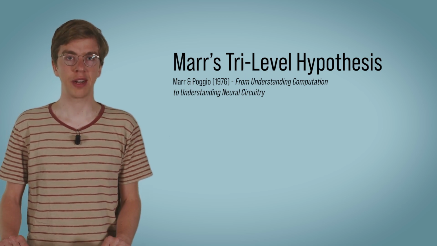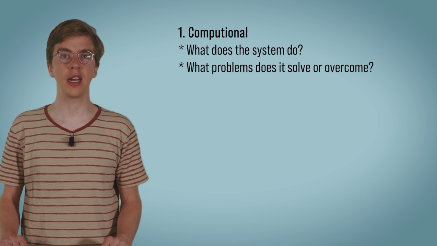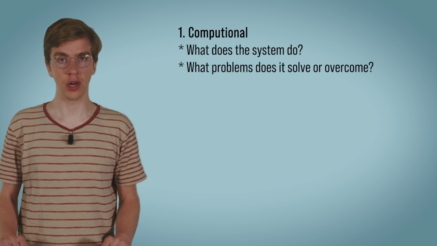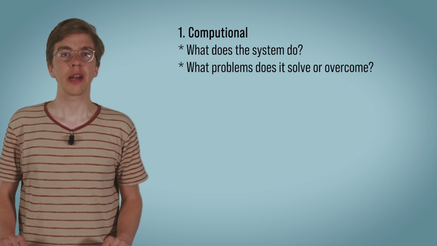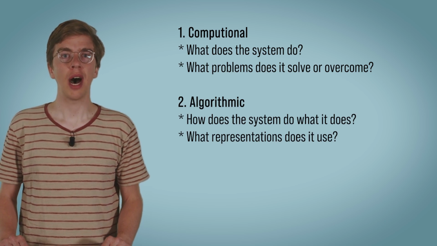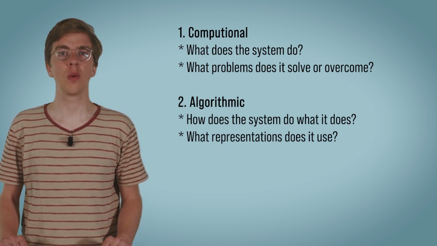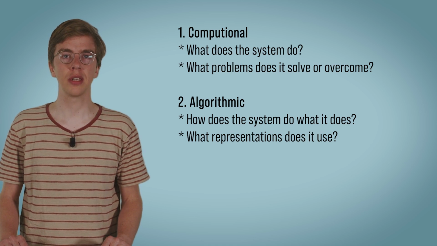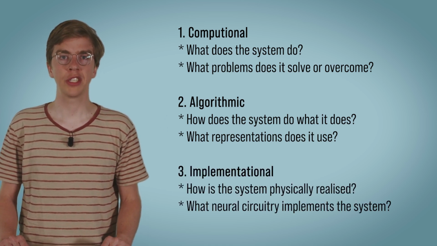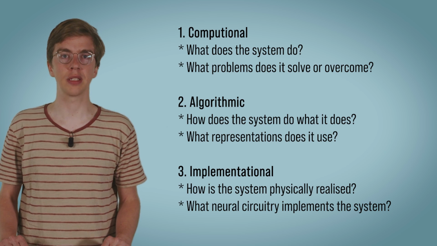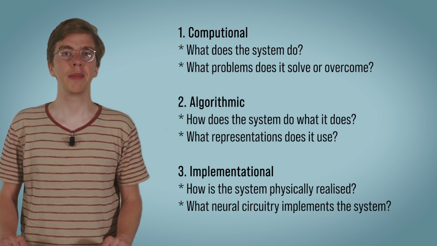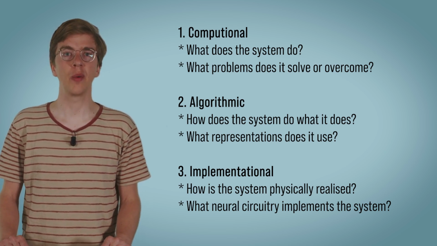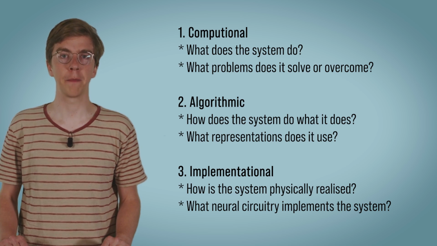The highest level of abstraction is the computational level, which asks, what does a system do? And what problems does it solve or overcome? Next, there is the algorithmic level, which asks, how does the system do what it does? And what representations does it use for this? Then, at the lowest level of abstraction, there is the implementational level, which asks how the system is physically realized. What neural circuitry implements the system? These 3 levels have been important in shaping the way we analyze cognitive processes in the brain.